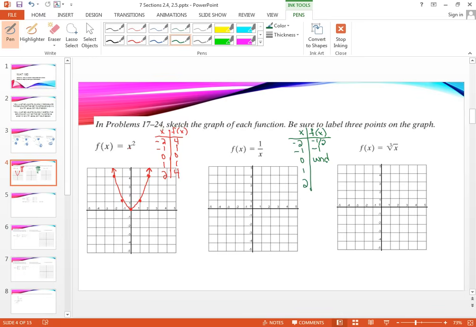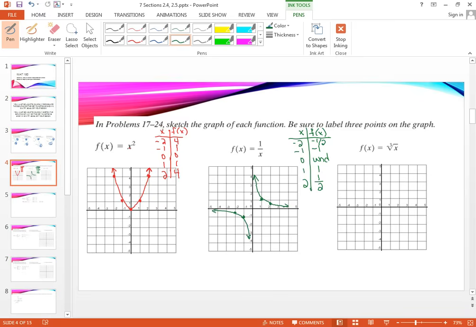Okay? When x is 1, 1 over 1 is 1. When x is 2, 1 over 2 is 1/2. Okay? All right, so at -2, I got -1/2. At -1, I got -1. At 1, I've got 1. At 2, I've got 1/2. You remember what it looks like from the other page? It runs up beside the y-axis but doesn't touch it. Runs out this way. Runs out this way. And runs down this way.